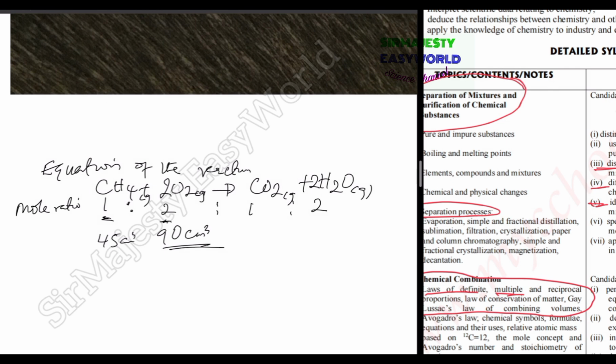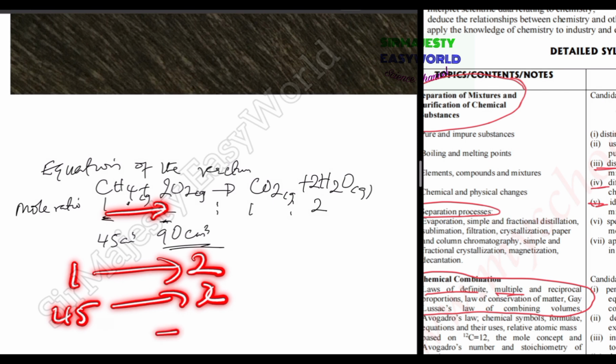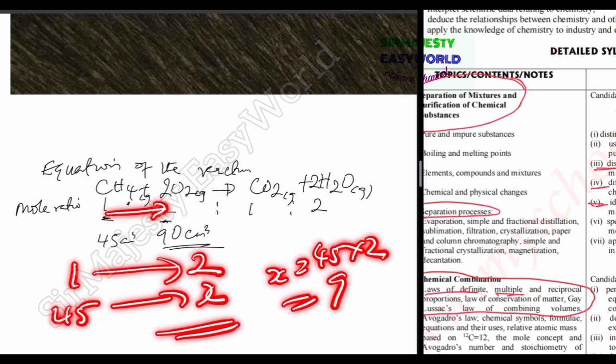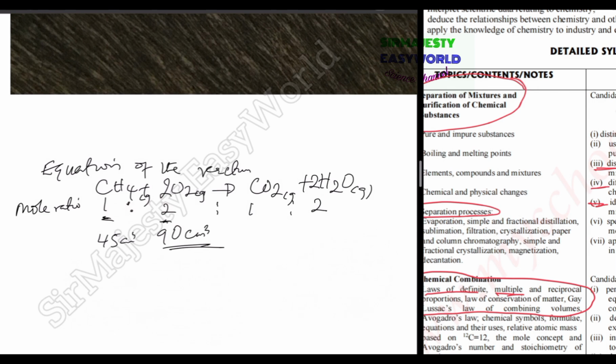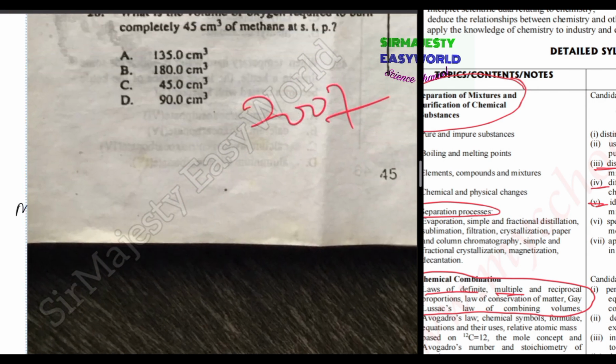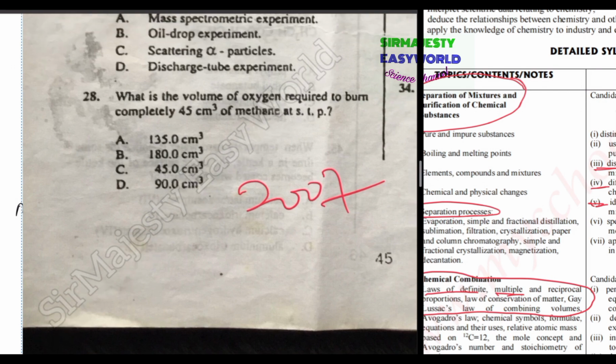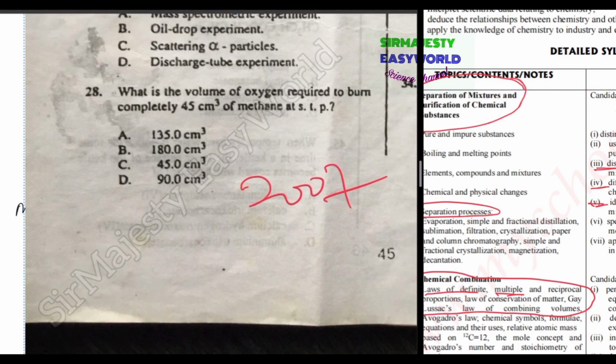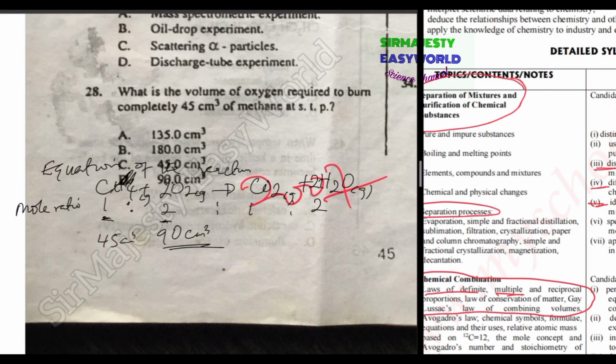But even if you are finding this difficult, you can just say if 1 gave 2, 45 will give x. After the calculation, you find that x is equal to 45 times 2, which gives you 90 cm³. So we lift the question back and check if there is any such option. Yeah, option D, which is 90, gives us the correct answer.